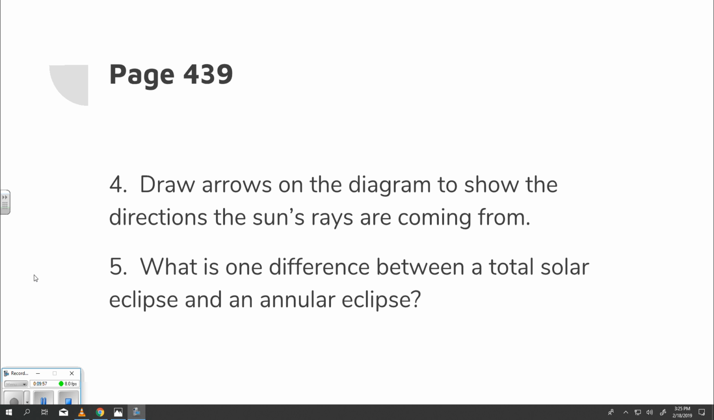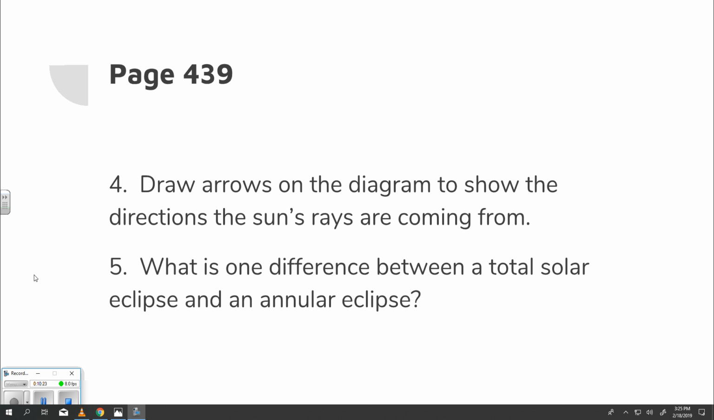Thus, a total solar eclipse covers only a small part of Earth. A total solar eclipse is visible in an area of only a few hundred square kilometers. A total solar eclipse also lasts for a short time. It lasts for no more than 7 minutes at any one location.